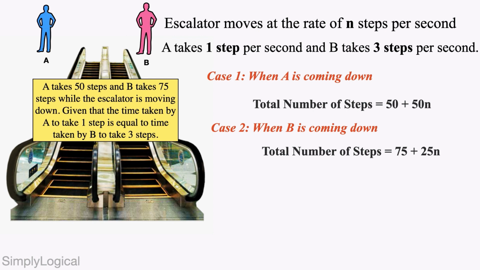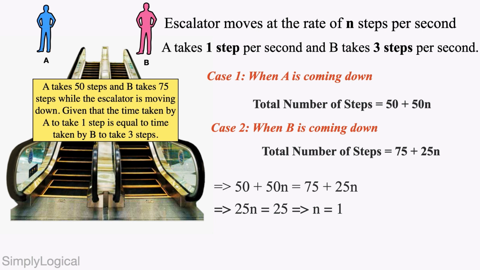Combining case 1 and case 2, we can represent the equation like this: 50 plus 50n equals 75 plus 25n. This is because the number of steps is constant. After solving this equation, 25n equals 25, so n equals 1.